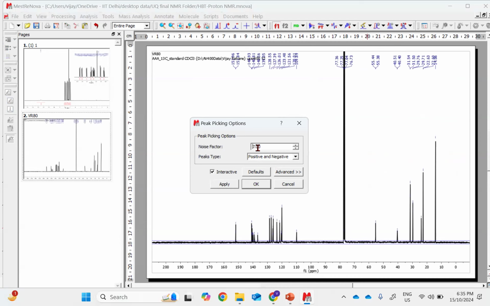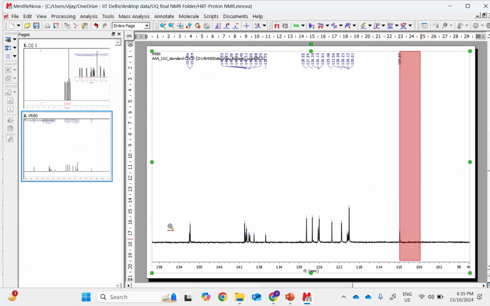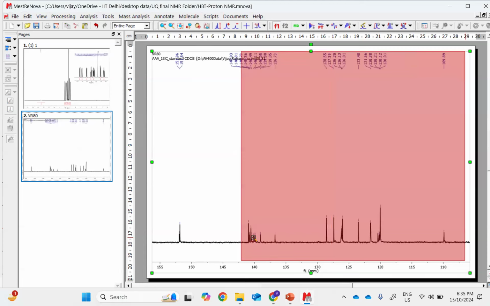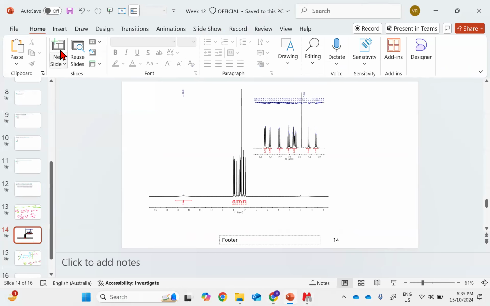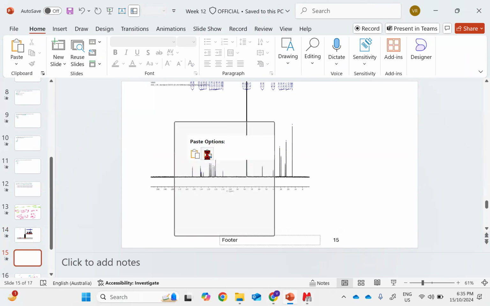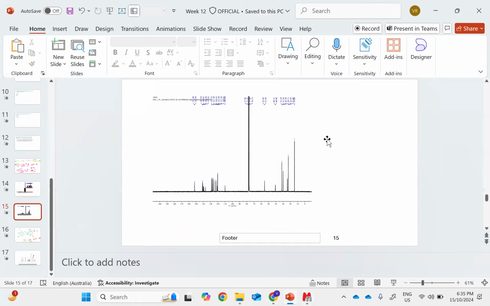You can select the peak threshold. I'll just change this number. If you increase it to 9, you can see this line goes up. If I set 10, it goes up again. I will select 15. So you can see the baseline peaks are neglected and only the peaks due to our compound are applied here. I will recheck whether all the peaks are picked. You can see almost all peaks are selected. In the same manner, select all, Control C, and paste it in another slide. This is how you can paste the 13C NMR spectra.